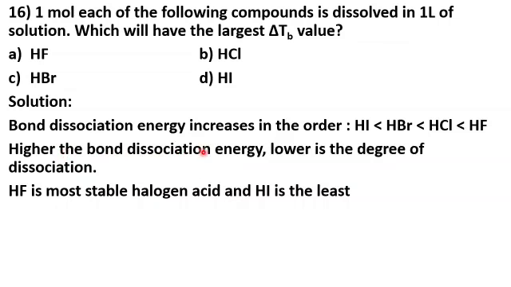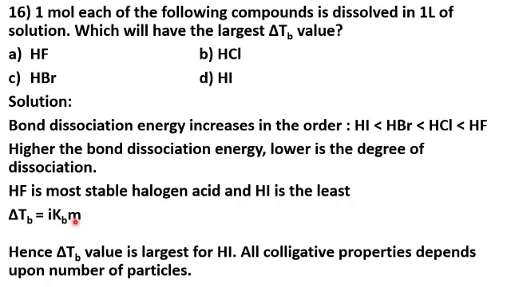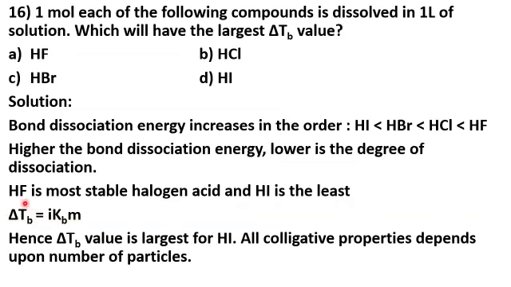So higher the bond dissociation energy, lower is the degree of dissociation. Hence HF is having lower degree of dissociation. That means HF is the most stable halogen acid and HI is the least stable halogen acid. And we also have delta Tb formula, that is equal to i into Kb into m. So here delta Tb is directly proportional to the degree of dissociation, so hence delta Tb value is largest for HI.